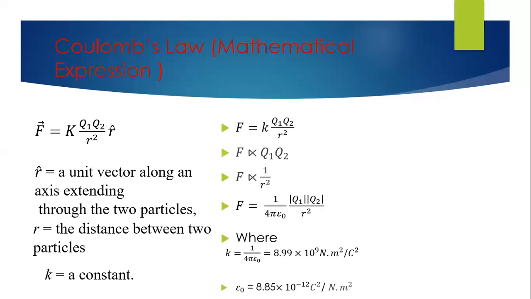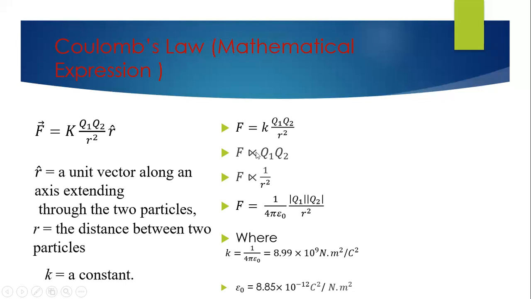So to calculate the magnitude, we just drop this unit vector from this relation, as we can see here. So we have F is equal to K Q1 Q2 over R square. So in this relation, we can see that the electrostatic force, also known as Coulomb force, is directly proportional to the product of the charges Q1 and Q2, and it is inversely proportional to the square of the distance between them. So these are the key parameters.